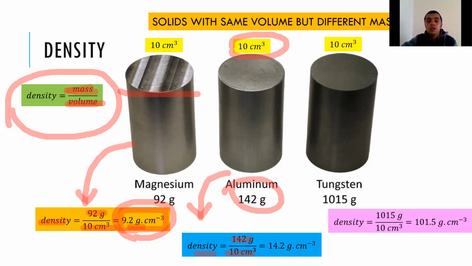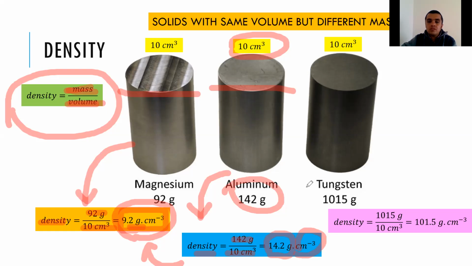So which means that if I cut a piece that is 1 centimeter cube, it's going to have a mass equal to 14.2 grams. That's what we call density. What is the mass of unit volume? Unit volume is 1, okay? What is the mass of 1 centimeter cube of this substance? It's 14.2. What is the mass of 1 centimeter cube of magnesium? 9.2. So which one has more mass in the unit volume? Aluminium. So aluminium is the higher density one.